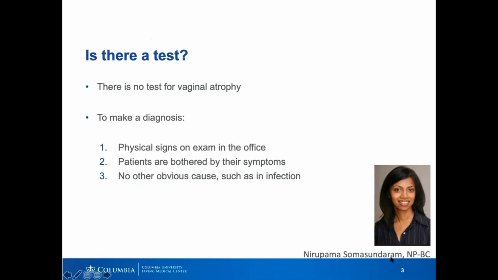There is no test for vaginal atrophy, but a diagnosis is made in the office by examining the vagina, listening to patients describe their symptoms, and if there are no other obvious causes for these findings, such as an infection.